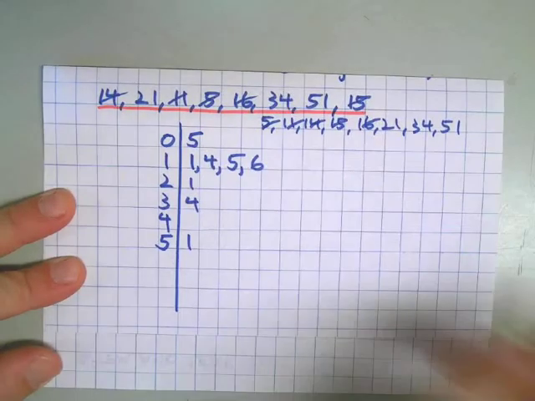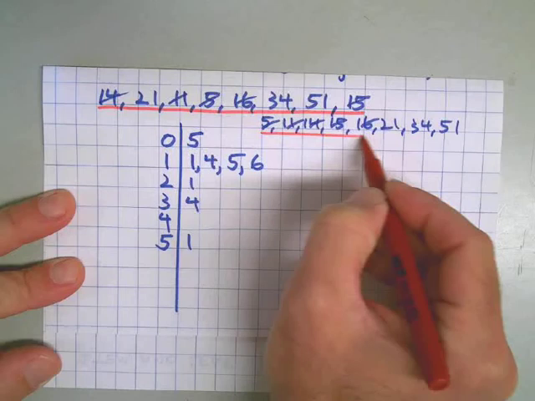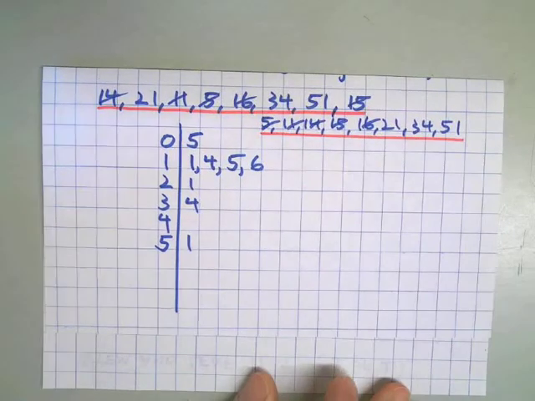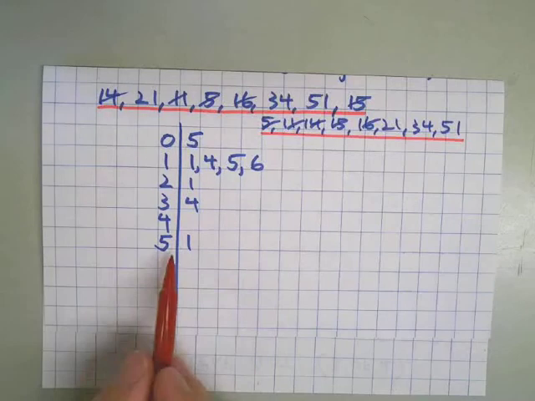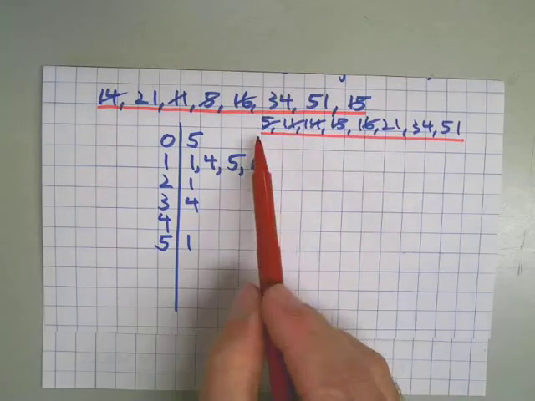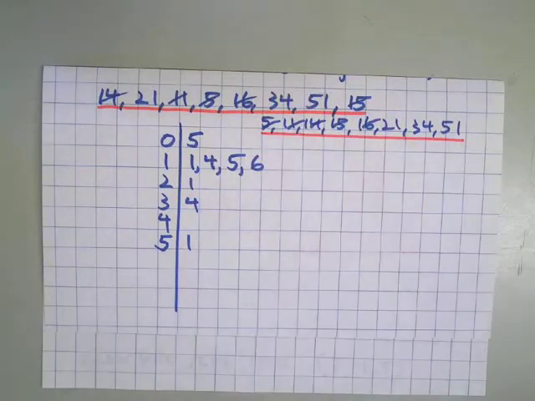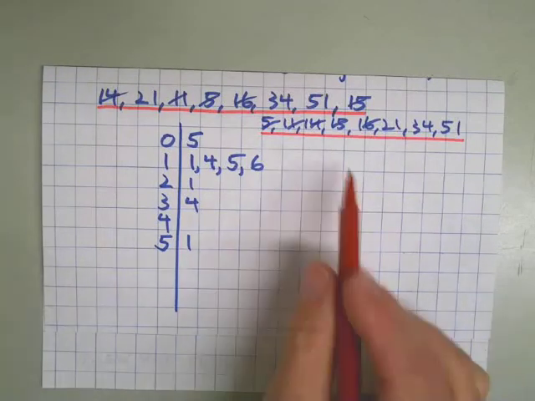Okay, your original list of numbers was right up here. First thing I did was rewrite the list of numbers in order. You don't have to do this, it's not required, but when you go to make the stem and leaf plot, it's much easier when your numbers are already in order. You have less of a chance of leaving a number out, getting something out of order, and so on. So I always like to do this.